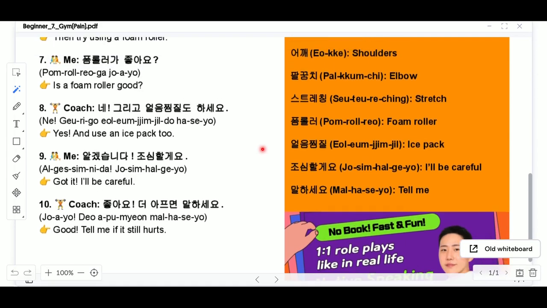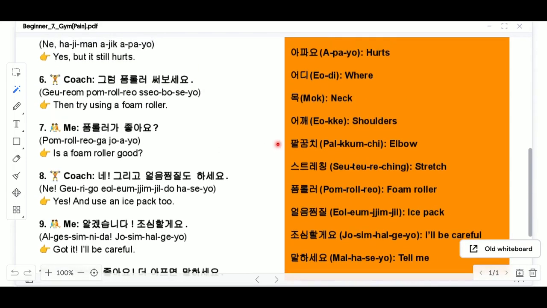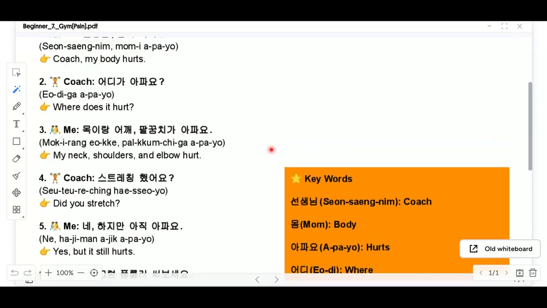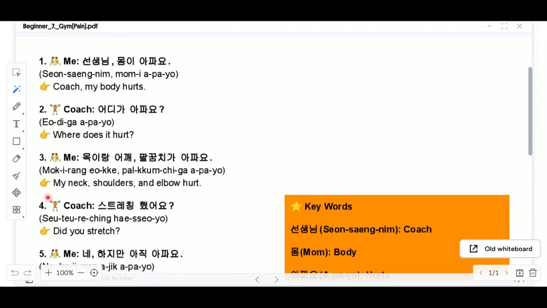Yeah, great, great. Okay. Let's try these three words one more time. Shoulder, elbow, and neck. Neck, shoulder, elbow. 목 is neck. And 어깨, shoulder. 팔꿈치, elbow. Yes, great. Okay. So let's go back to number one and let's see.